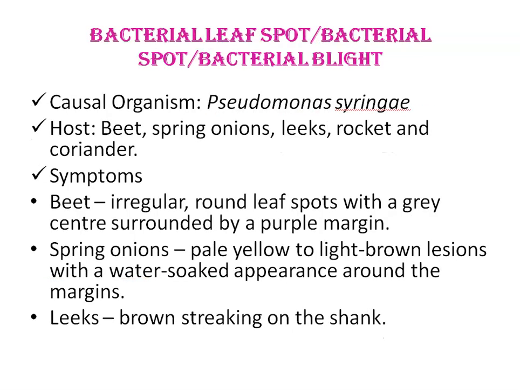Next disease is bacterial leaf spot or bacterial spot or bacterial blight. Causal organism of these diseases is Pseudomonas syringae, and the hosts include beet, spring onion, leeks, rocket, and coriander. Symptoms include, on the beet, irregular, round leaf spots with a gray center surrounded by a purple margin, and on the spring onion, pale yellow to light brown lesions with a water-soaked appearance around the margins. Outer leaves wither and die, and the youngest leaf turns lemon to light green, and on the leaves, brown streaking on the shank.